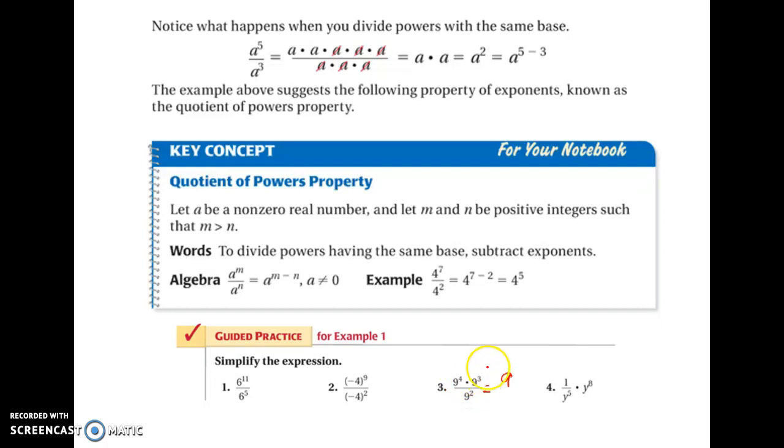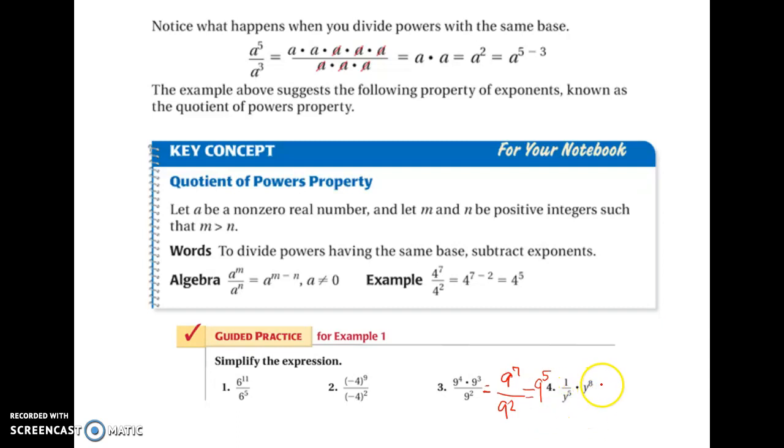So 4 and 3 make 7, so that's 9 to the 7th power all over 9 squared. Now that you have this, you can use this rule where it takes the numerator exponent minus the denominator exponent to simplify it. So this would be simplified down to 9 to the 5th.